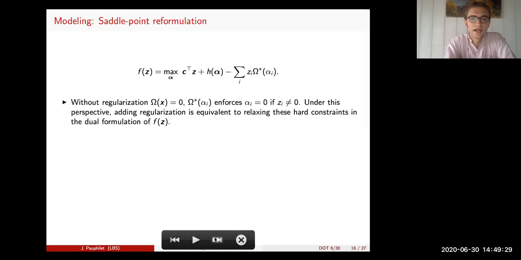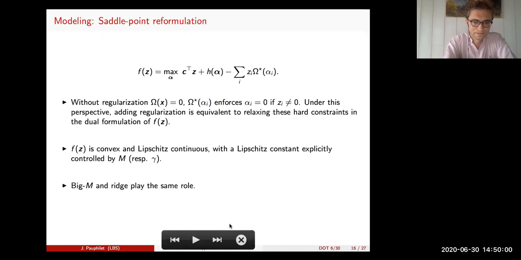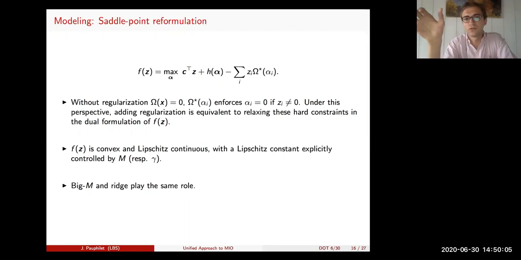Second remark is that with this formulation, it's easy to show that f of z is convex and also Lipschitz continuous, and that the Lipschitz constant directly depends on M and gamma. That's why I refer to omega as a regularization term: it's not making the problem convex, but it's making the problem smooth. Namely, it allows f of z to have bounded subgradients, which it doesn't have in the absence of regularization. And again, here we see that big M and ridge really play the same role, impacting the objective function in exactly the same way.